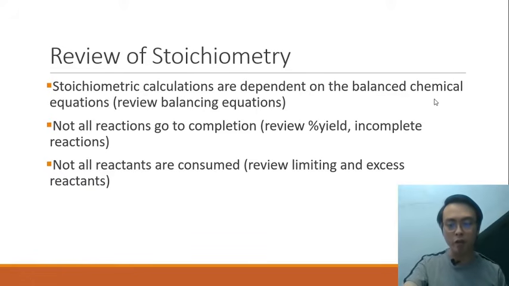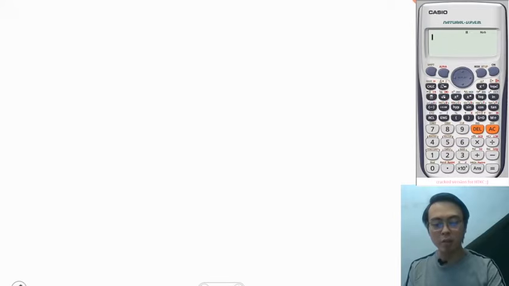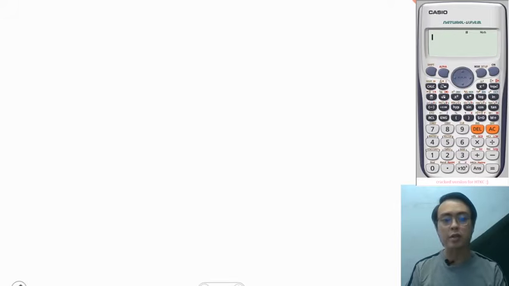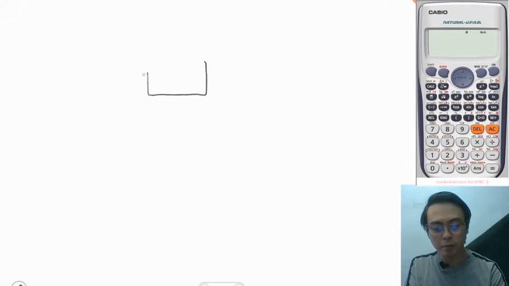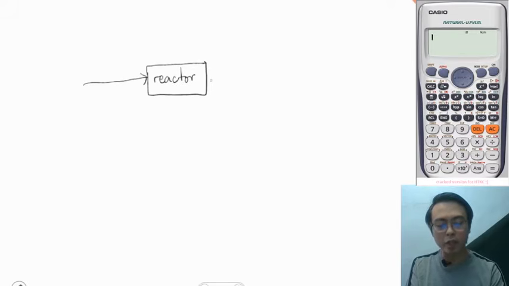Now, before we go any further, let's give a little preview on how the material balance process is different from our previous experience with those without chemical reactions. So let us imagine a reactor, and we will be representing it as a simple single unit process. It's a reactor with a feed and with a product.